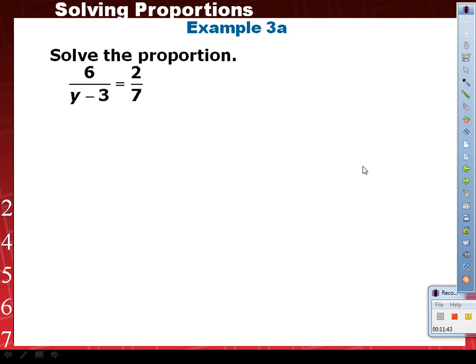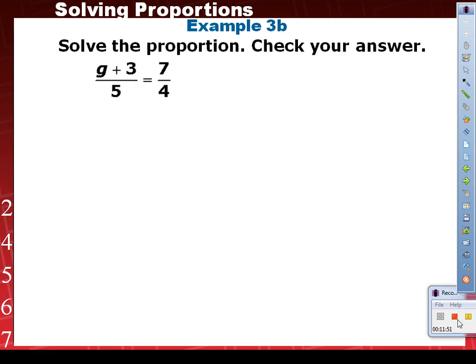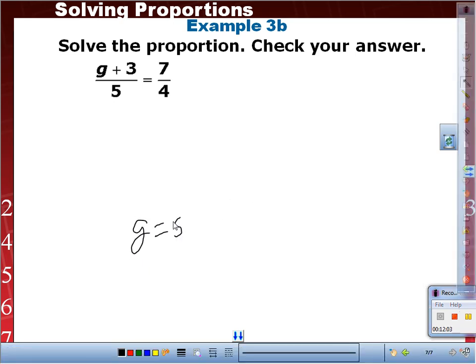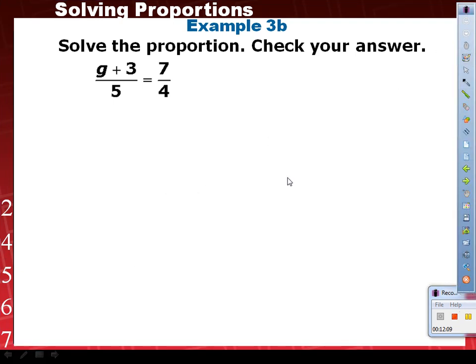Do another one. Copy this one. G plus 3 over 5 equals 7 over 4. Copy that and go. 40 seconds. All right, what did you get for this one? Jasmine. Hands if you got G equals 5 3/4. That is correct. Okay, now writing utensils down really quick.